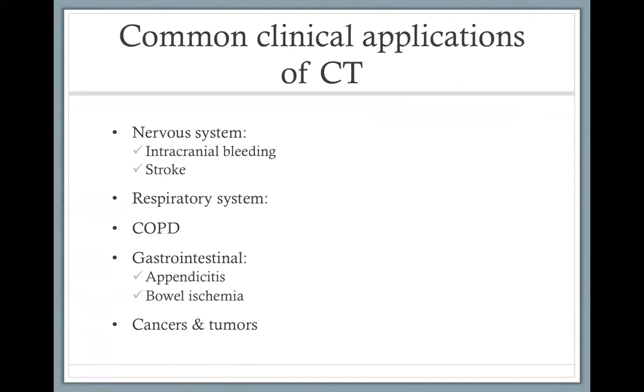In the respiratory system, we could image for COPD, but we could also image for lung tumors. In the GI tract or the abdomen, things like acute appendicitis and bowel ischemia, but it could also be something that is not acute. Overall, cancers and tumors are non-acute.